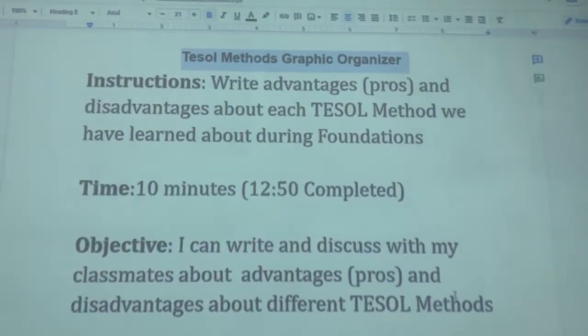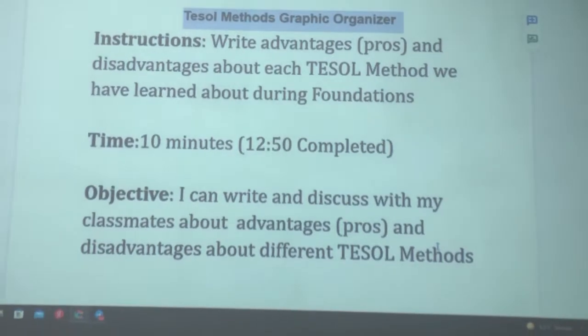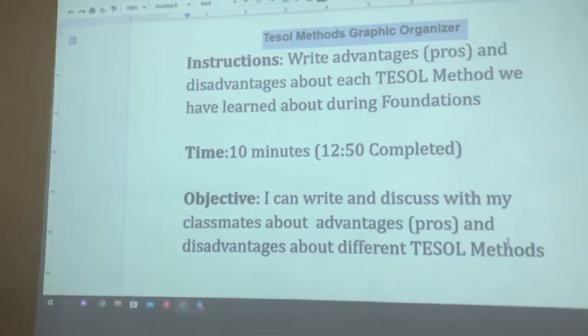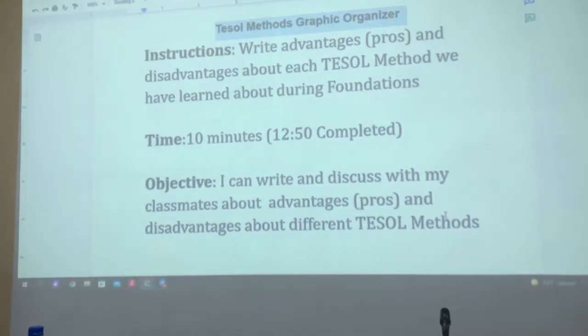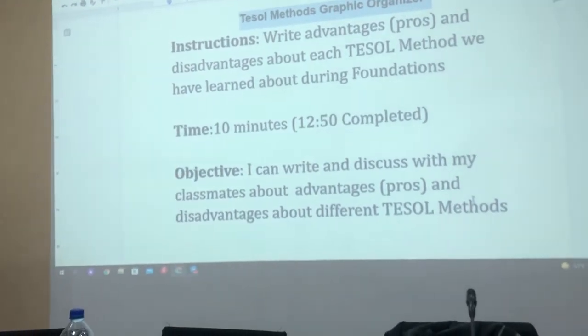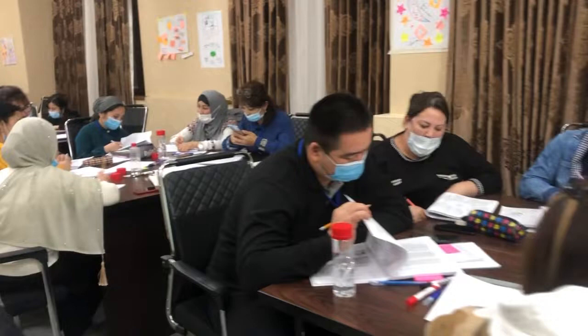So what's our instructions for this TESOL methods graphic organizer? We have to write the advantages, pros, and disadvantages, cons about different methods. About 10 minutes to do it, and the objective is I can write and discuss with my classmates about the advantages and disadvantages for each method. We're talking and sharing.